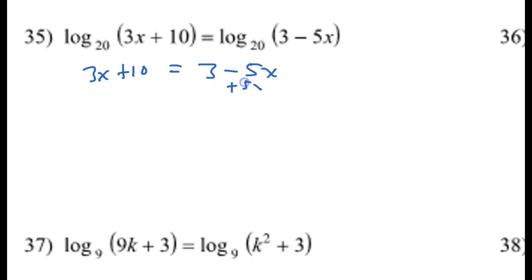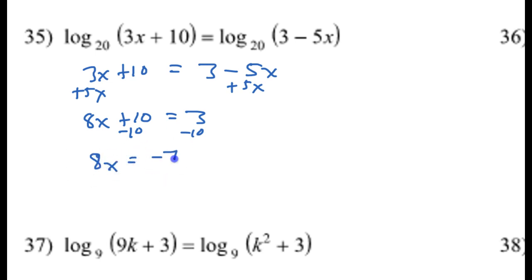Let's just add 5x to both sides. So that's going to give me 8x plus 10 is equal to 3. And then if you subtract 10 from both sides, that gives you 8x is equal to negative 7. And then if you divide both sides by 8, you get negative 7/8. So that should be the answer to number 35.